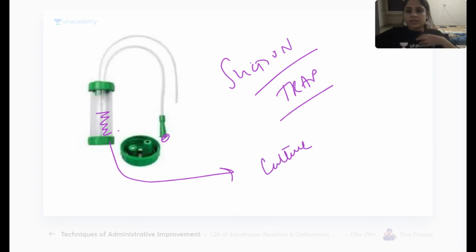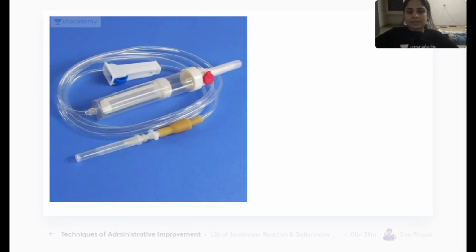If you want to send the tracheal sample for culture, you can send it by collecting it in this suction trap. It is also called the mucus trap. Okay, clear? All right. Next one, identify this set, give me its use.